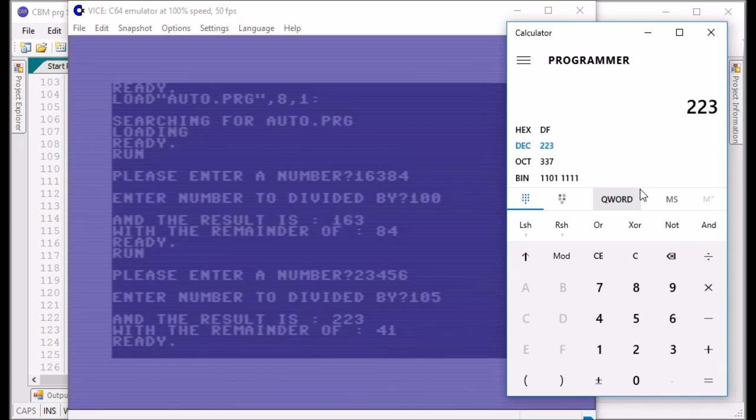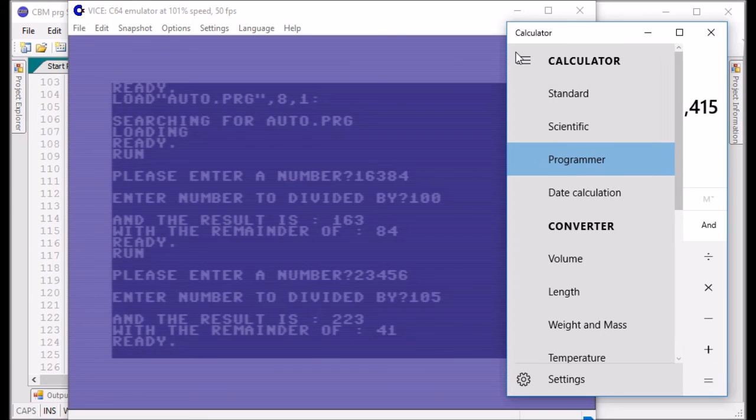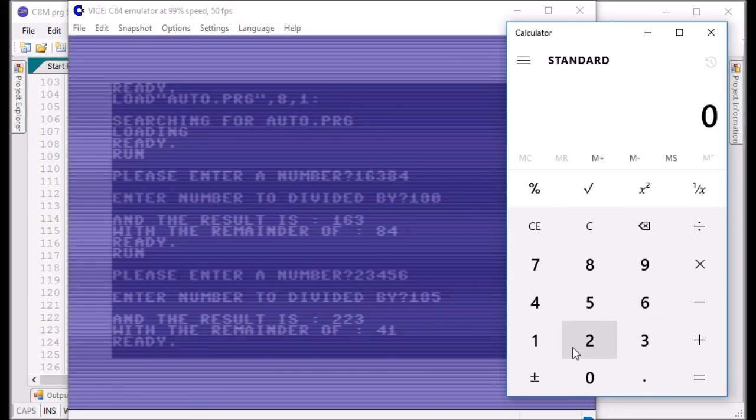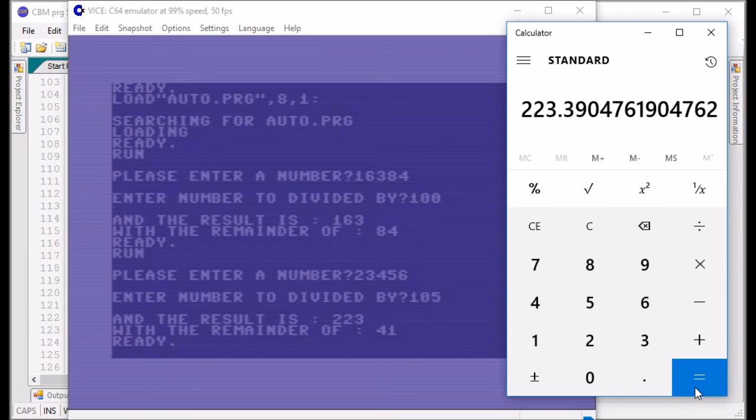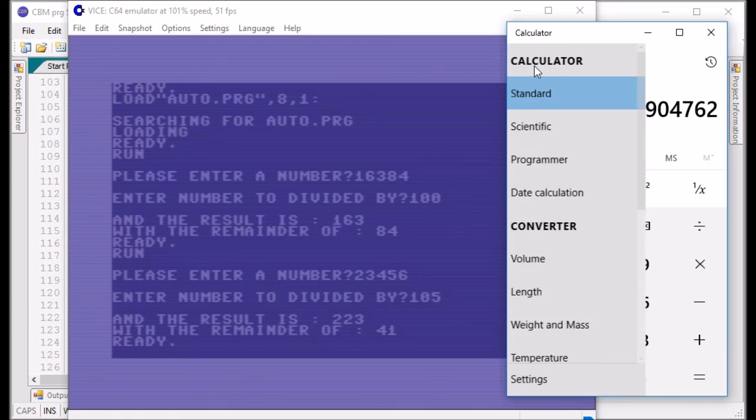Now I've got this set to integer, so that's why it's not showing the remainder. Because if we do 223 times 104 or 105, we don't get the same number. So let's put this back into standard. There we go. So 23456 divided by 105. Now we get 223.39.